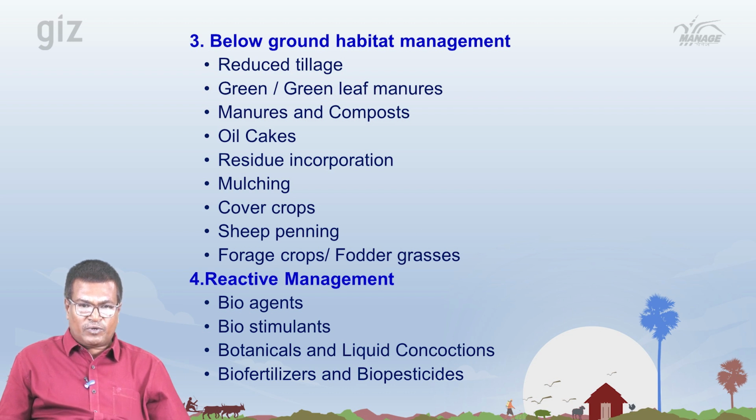And if at all possible, you need to keep a lot of live or dead mulch on the soil, so that the soil is not directly exposed to the sun. It will not heat up. And cover crops, as we already discussed, and then sheep penning and forage crops or fodder grasses in vacant lands, so that some living roots will always be inside the soil, feeding the growing microbial population inside the soil. So these are the above and below ground habitat management.